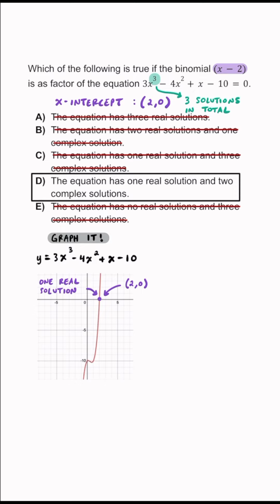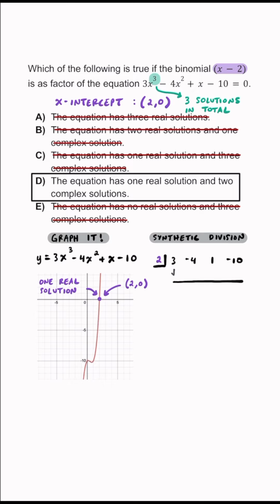Now if you didn't use a graphing calculator, here's another way you could have done this. If you go ahead and take each of these coefficients and constants and use synthetic division, if x minus 2 is a factor, then we know that 2 is going to be a 0. And we can use those coefficients and constants to use synthetic division.